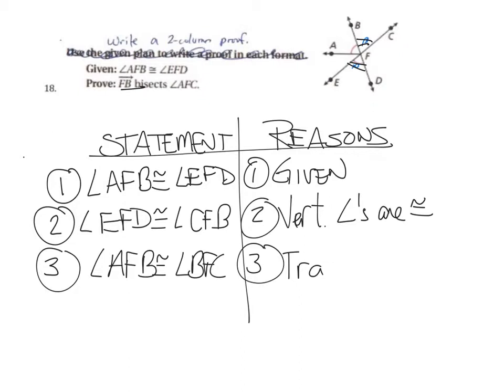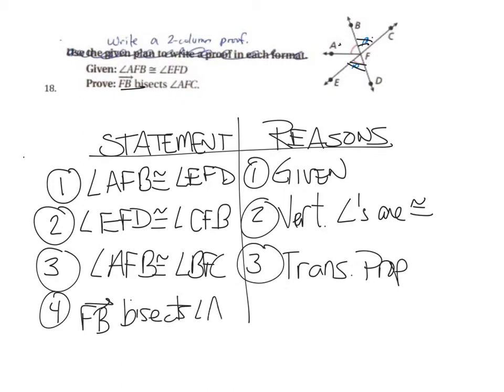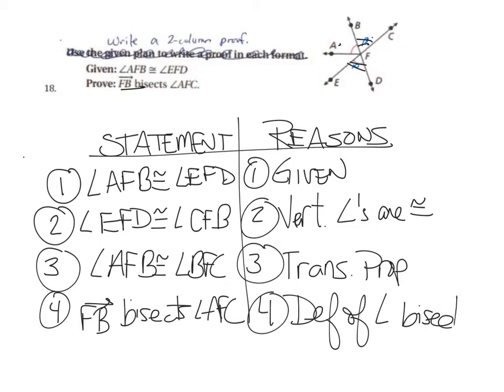If you changed them by definition of congruent angles, if you said that they were equal, then you could say substitution. So now do we know that those 2 angles are congruent? Absolutely. So I can say that ray FB bisects angle AFC. And why? Because of definition of angle bisector.